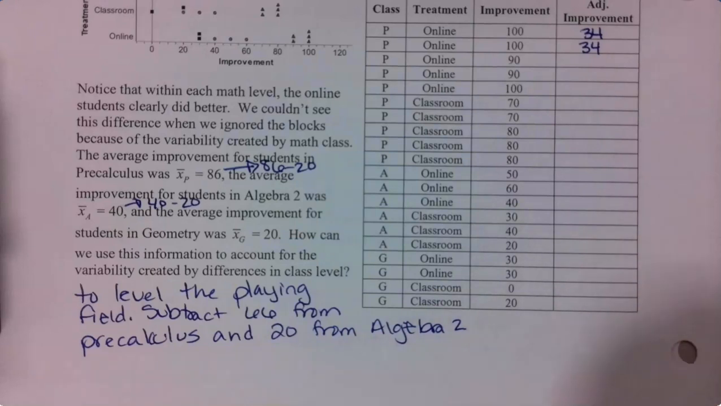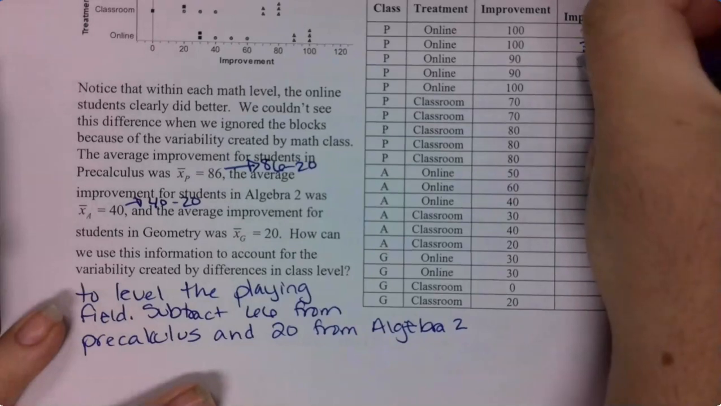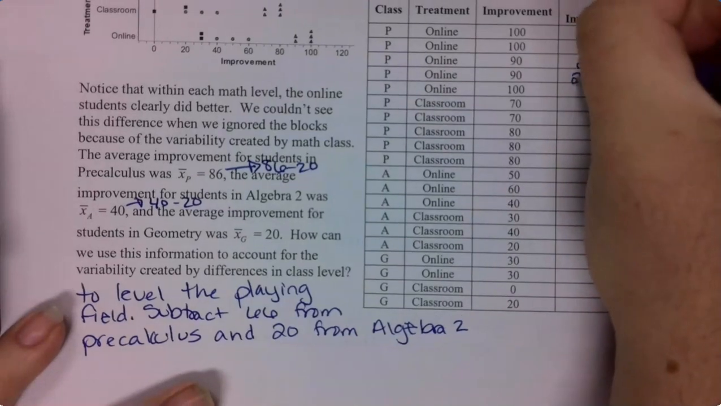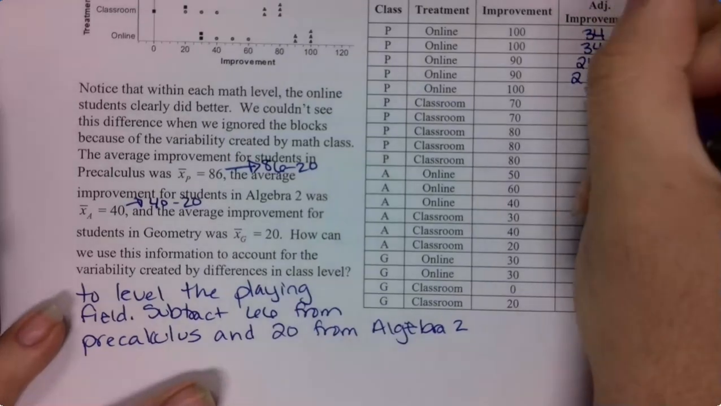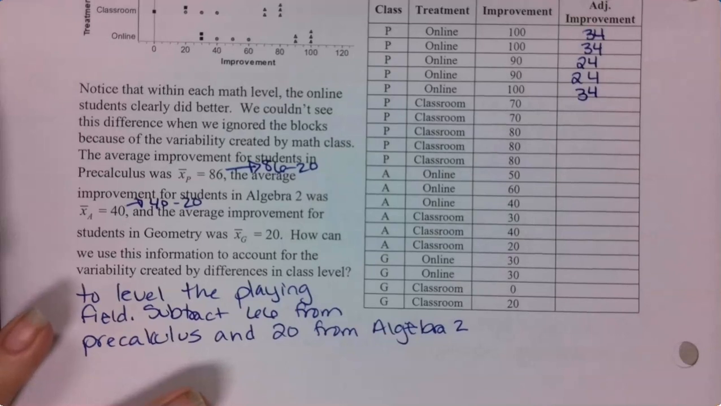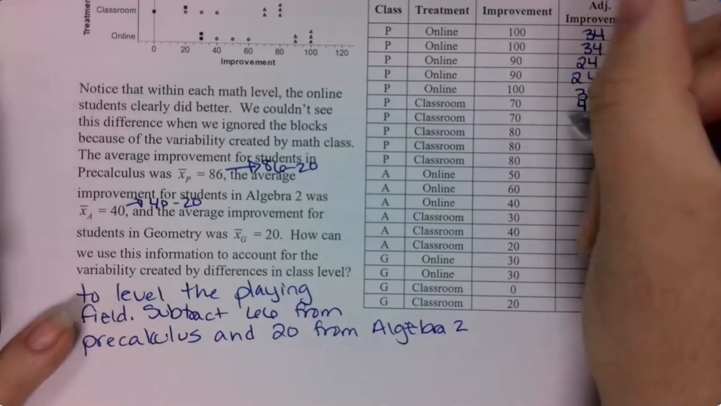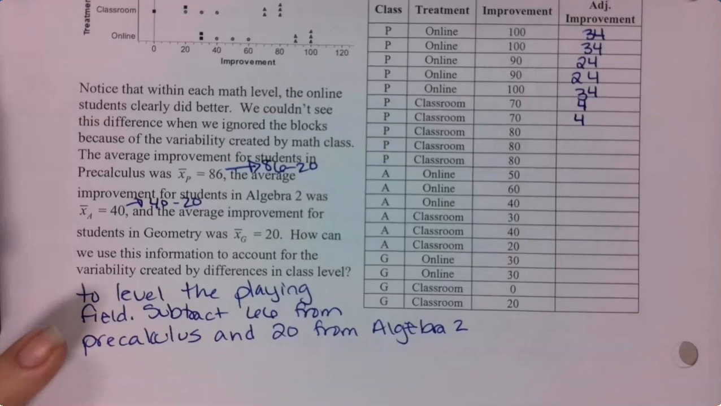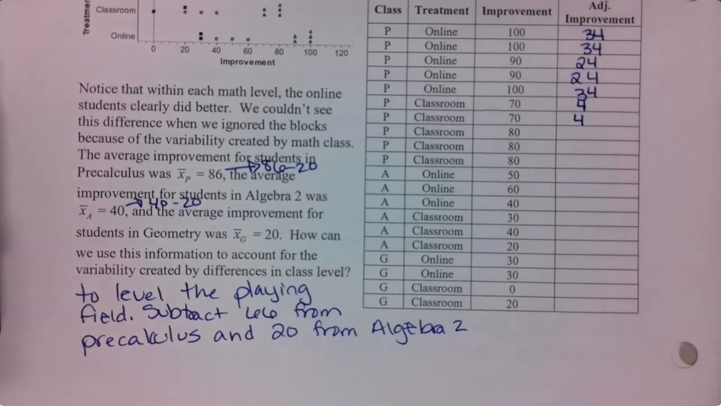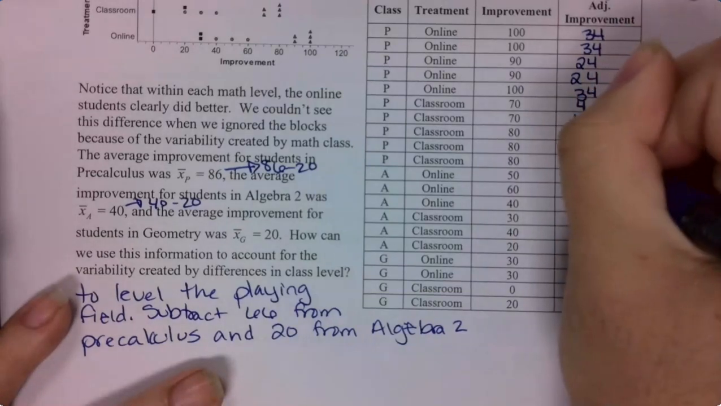Then I have a 90, so 90 minus 66 is 24. And there's two of those 90s. I have another 100, so that is 34. I have a 70, so I want to subtract 66. 4. Another 70, so another 4. And 80, so 80 minus 66. 14. Actually 3 of those 80s.